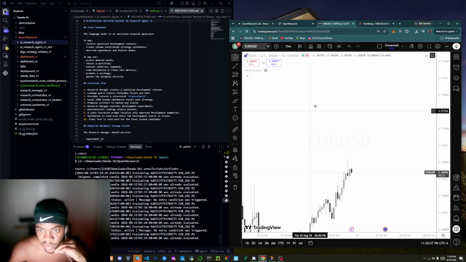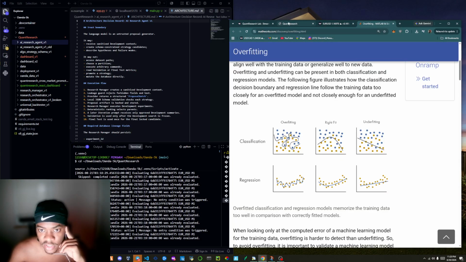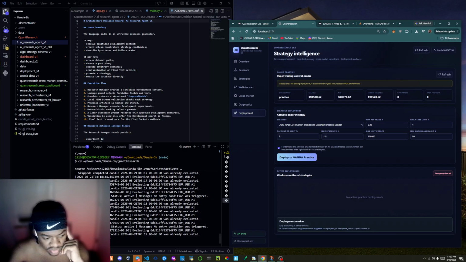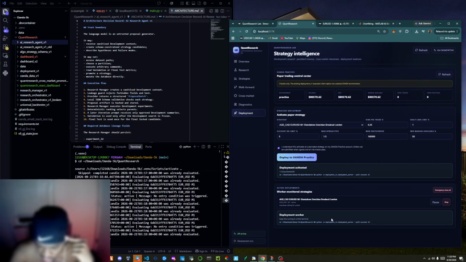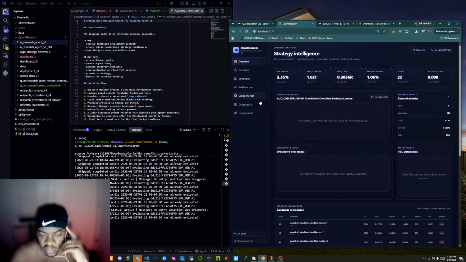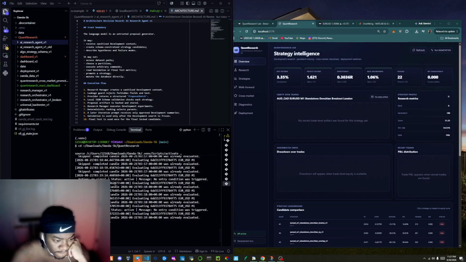It's already running right here, but I'm about to stop it because this is actually running another strategy that I was testing. So let's stop this. No active deployment, so no strategy is currently deployed right now, but I'm about to deploy that strategy that we just had on all cap. So now it's running. Yeah, we're running right now. And that's where we're at.